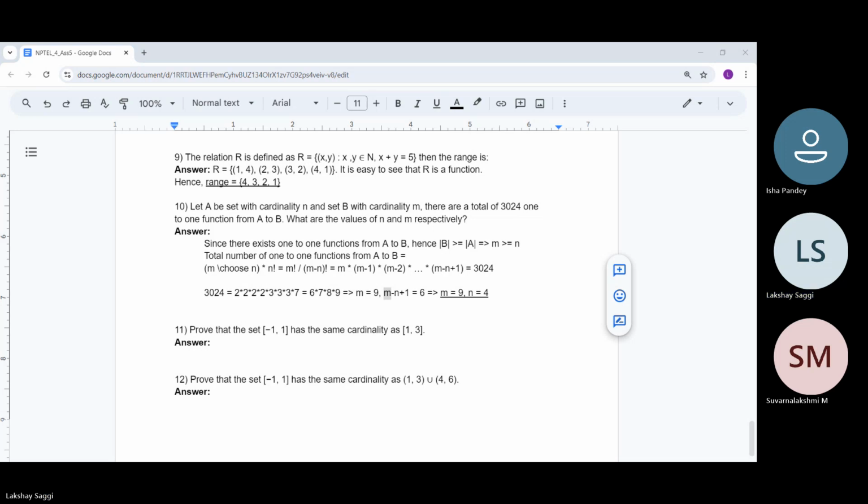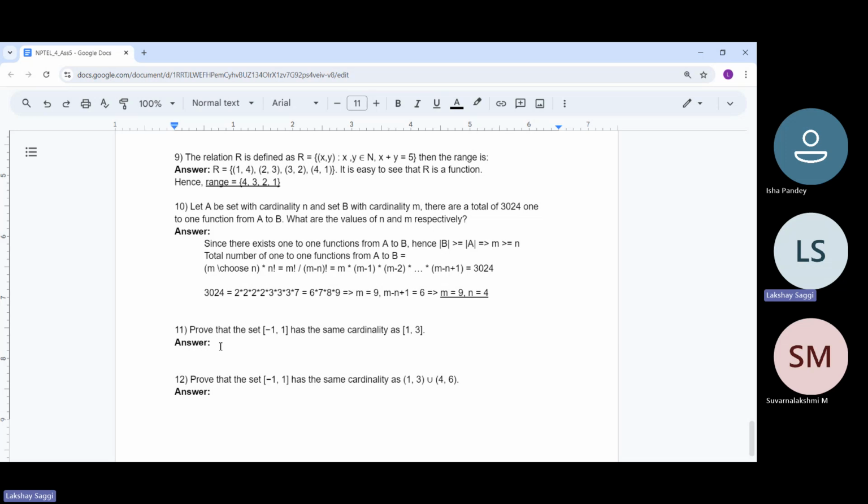Does this make sense, Isha? I can try to explain it again also. Okay, you understood this. Nice. Okay, I guess we can move on to the 11th question then.